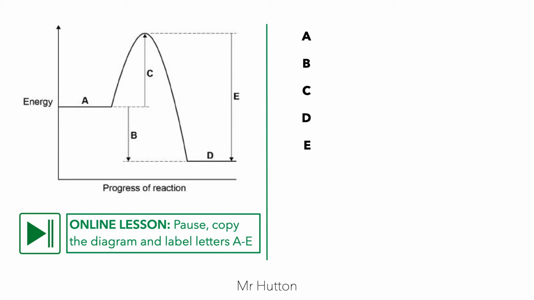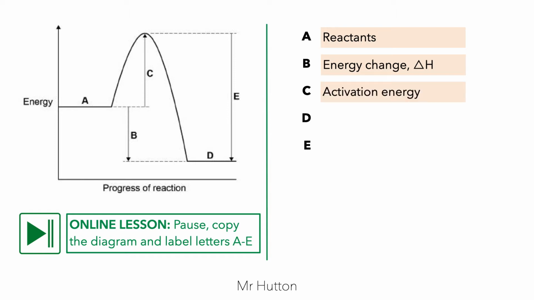Okay, so looking at line A, hopefully you've all labelled that as reactants. And then line B, this is going to be our energy change, or delta H. We're going to be looking more at that. Line C there, that's our activation energy. So the activation energy is the minimum amount of energy needed for a reaction to happen, and that's very important.